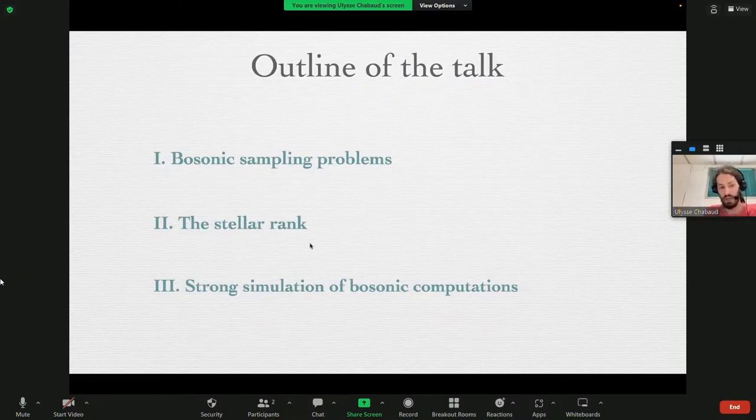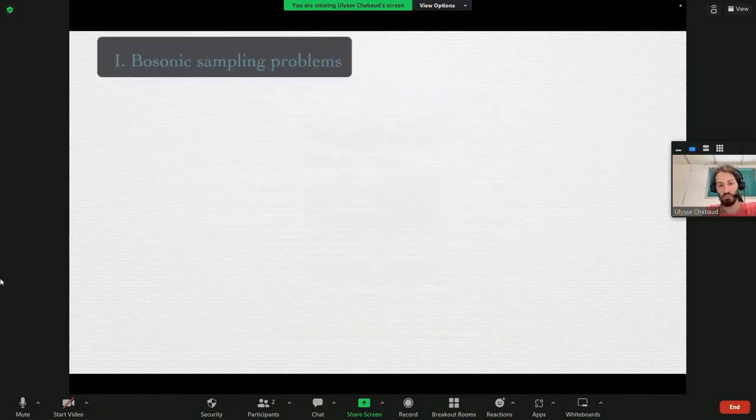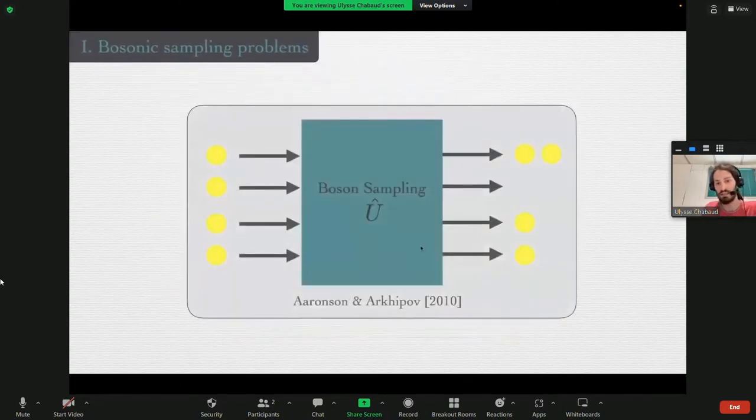And based on that measure, I will then get to the main results of the present work that I'm presenting today, which is actually a classical simulation result, where we present a strong simulation result based on that stellar rank measure. Okay, so bosonic sampling problems, this is maybe the most famous example.